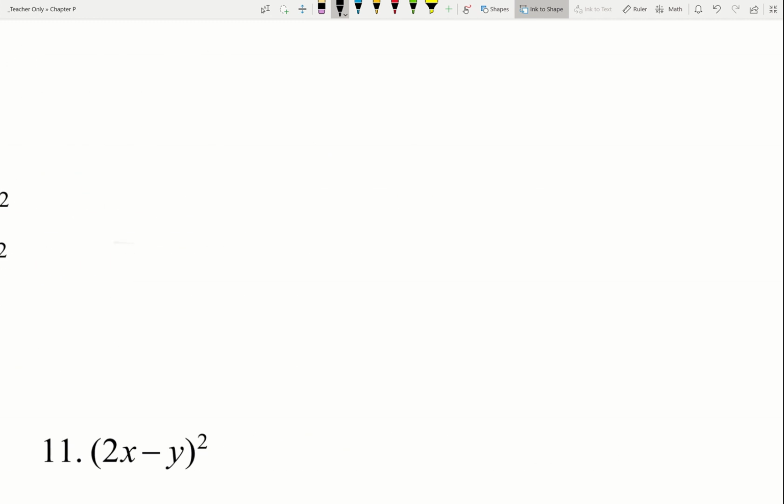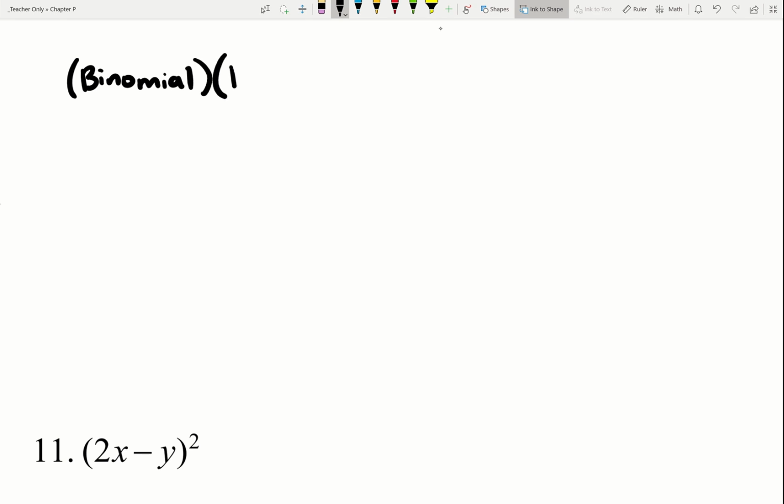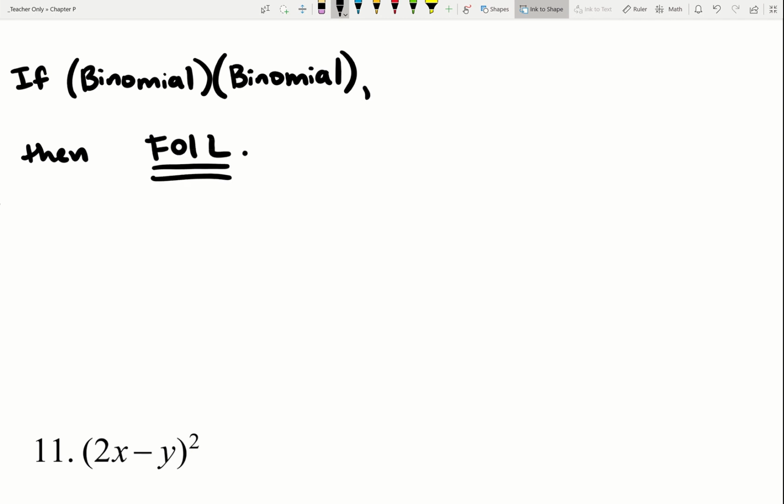Another thing that we need to be on the lookout for is any time we have a binomial times a binomial. That is another special case. Okay, so any two-term polynomial times any other two-term polynomial, anytime you have that structure, then you can simply go ahead and FOIL. Okay, so the FOIL method is something that a lot of people have discussed in earlier algebra courses, and we'll see an example of that whenever we get to it.